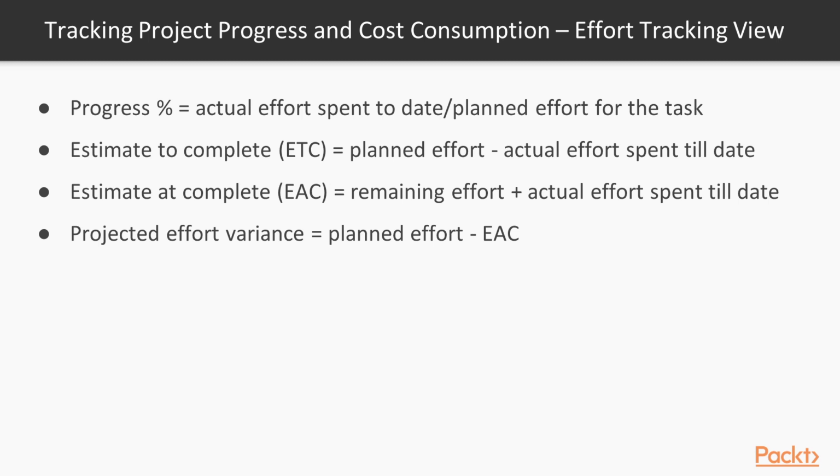Project Service Automation shows a projection of the effort variance on the task. If EAC is more than the planned effort, the task is projected to take more time than originally planned and is actually behind schedule. If EAC is less than the planned effort, the task is projected to take less time than originally planned and is ahead of schedule.